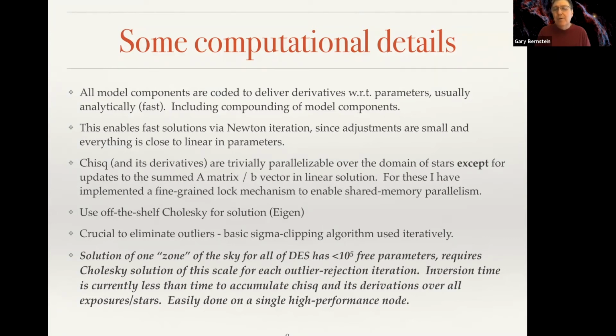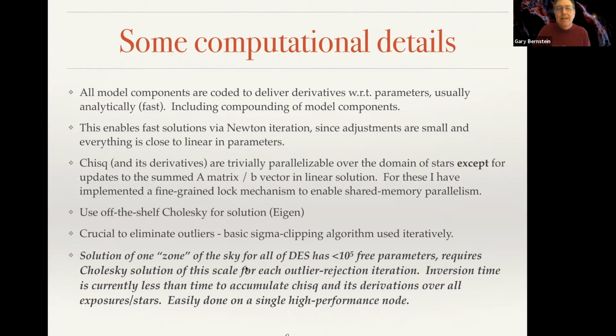Most of the per star calculations are trivially parallelizable, and we've done that. The only tricky thing is that you're accumulating this gigantic covariance matrix, or A matrix, in the solution, and you have to be careful about parceling out access to that matrix in a synchronized fashion. So I have a fine-grained lock on that.